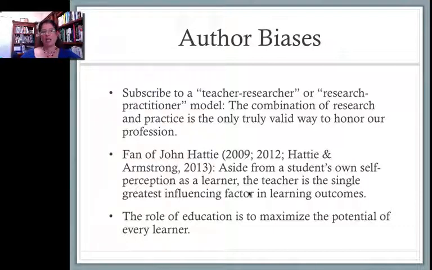So I really believe that's a key model to have a good, well-rounded perspective on the information presented. The second point: I'm a big fan of John Hattie and his meta-analysis of 900 meta-analyses of what actually influences student learning outcomes. I firmly believe that, aside from the student himself and his own perspective on learning, the teacher and teaching have the greatest influence on student learning outcomes. Which gets to the last point: I believe that the role of formal education is to maximize the potential of each learner in our classroom. So those are the biases with which I'm approaching this study.